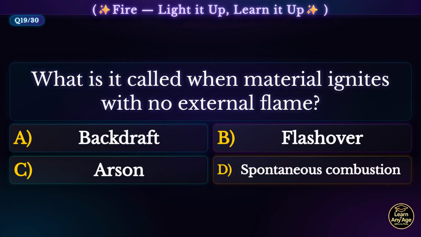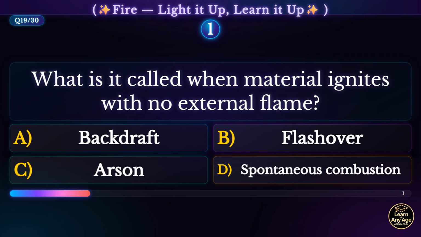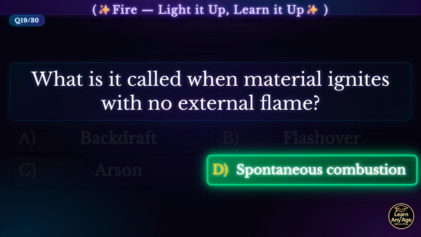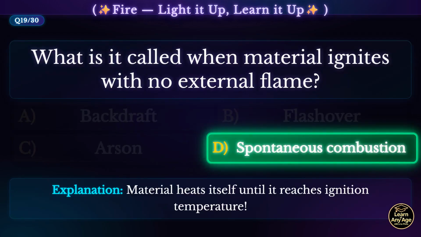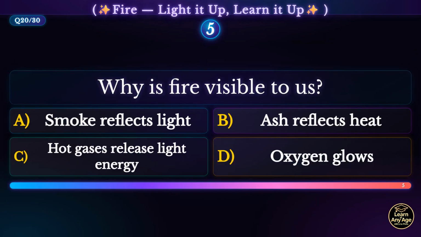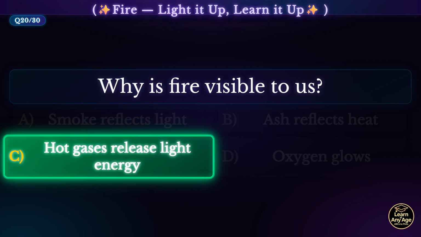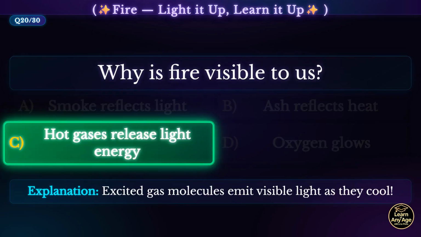What is it called when material ignites with no external flame? Spontaneous combustion. Material heats itself until it reaches ignition temperature. Why is fire visible to us? Hot gases release light energy. Excited gas molecules emit visible light as they cool.